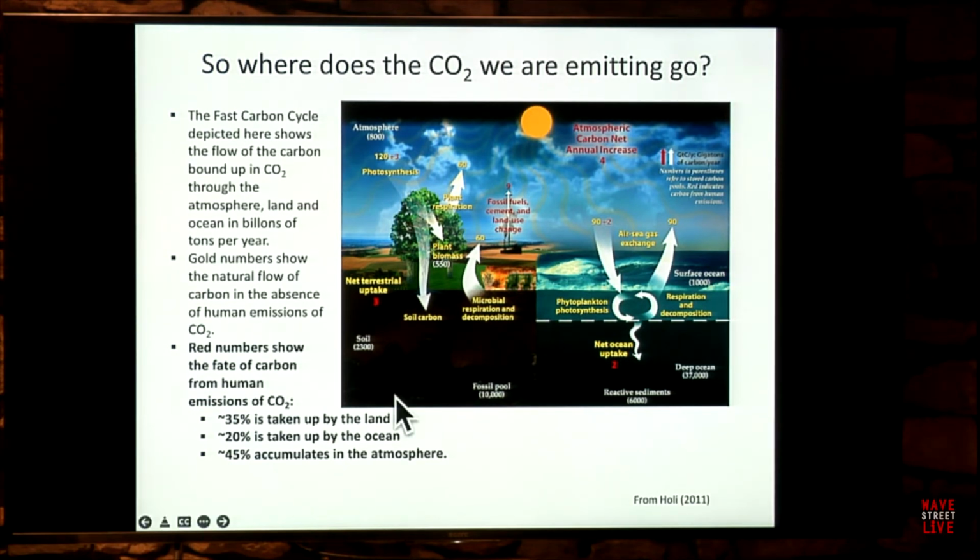So in terms of round numbers that are easy to remember, about 35% of our carbon emissions are being taken up by the land. That's really good. That's what we want. We want to enhance that. About 20% is taken up by the ocean. Not so good. And finally, about 45% accumulates in the atmosphere, and that's really bad. That's what, in fact, is causing the global warming we are concerned with.